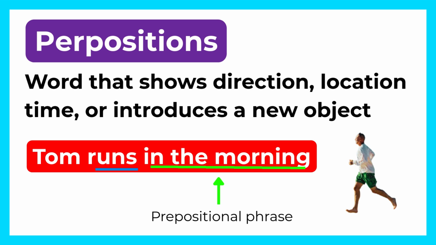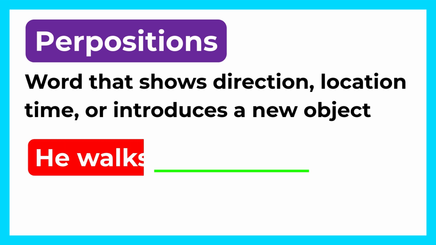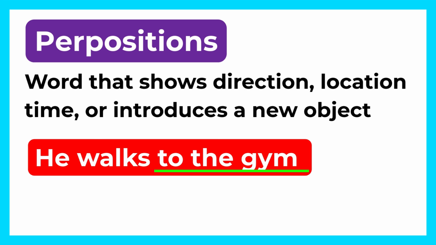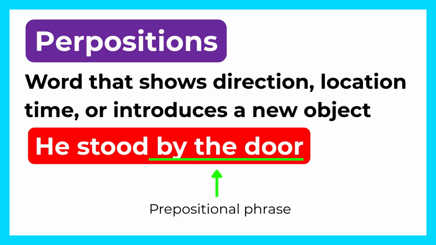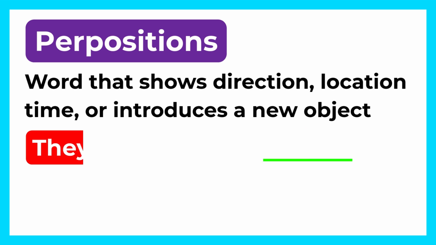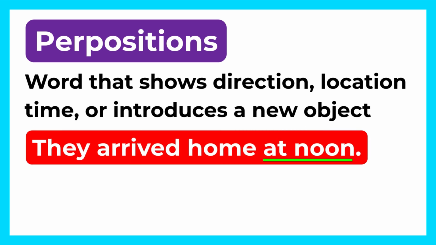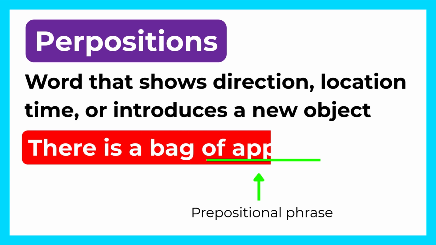We can identify the prepositional phrases in the previous examples too. He walks to the gym. The prepositional phrase is to the gym. He stood by the door. The prepositional phrase is by the door. They arrived home at noon. The prepositional phrase is at noon. There is a bag of apples. The prepositional phrase is of apples.